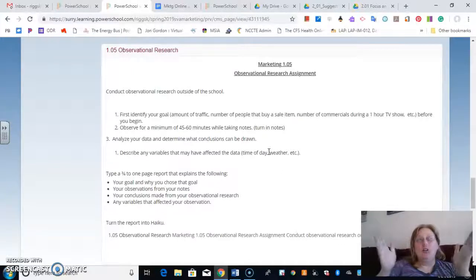If you have a Girl Scout in your family and you want to observe which cookies sell the most and keep a record of that, hey, that's an idea. That's fine. So you choose your goal and why you chose that goal. You're going to make notes of your observations that will be turned in with your research essay, and any variables that affected your observation.